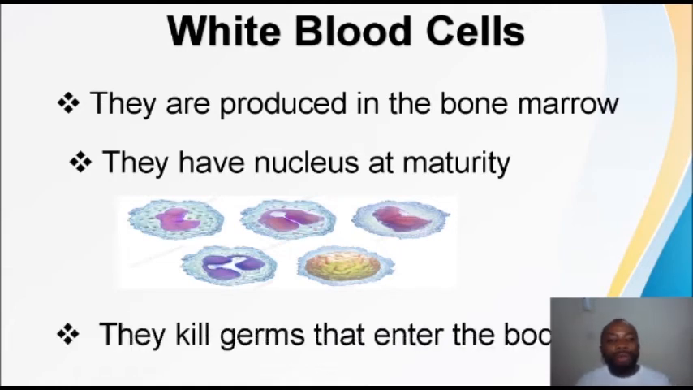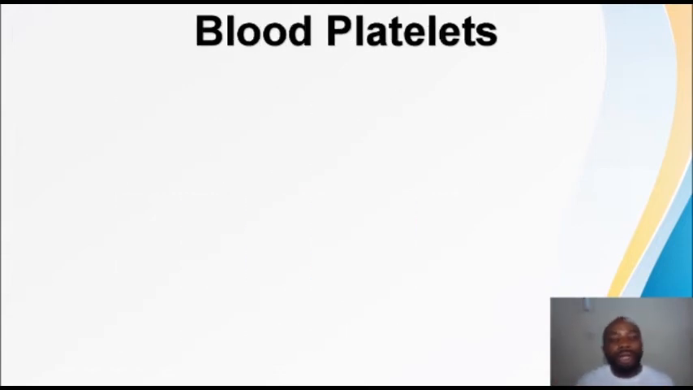Now, what is the function of the white blood cell? The white blood cell's function is to kill what? Germs. Any germs that enter your body, the white blood cell kills them. So they fight germs that can cause disease, or even any foreign body, anything that is not part of our body that enters our body. The white blood cell fights them.